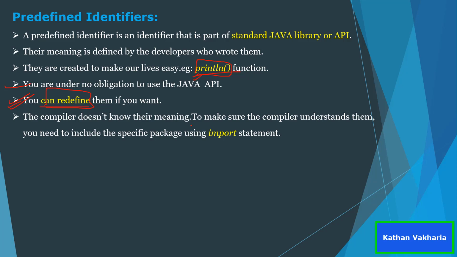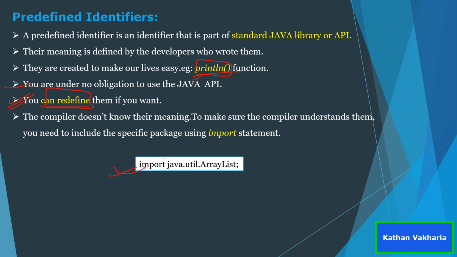In a similar scenario, if you are using this ArrayList class and you are declaring a variable of type ArrayList, for the compiler, this ArrayList means nothing. We need to import its code, all the code that is written for the ArrayList class, so that the compiler knows, okay, what does this mean? So let me give an example of what I mean by that. You will write something like import java.util.ArrayList.